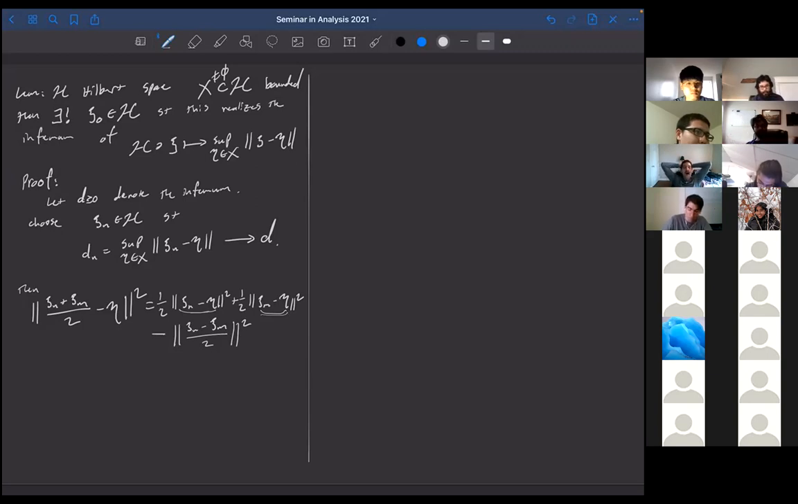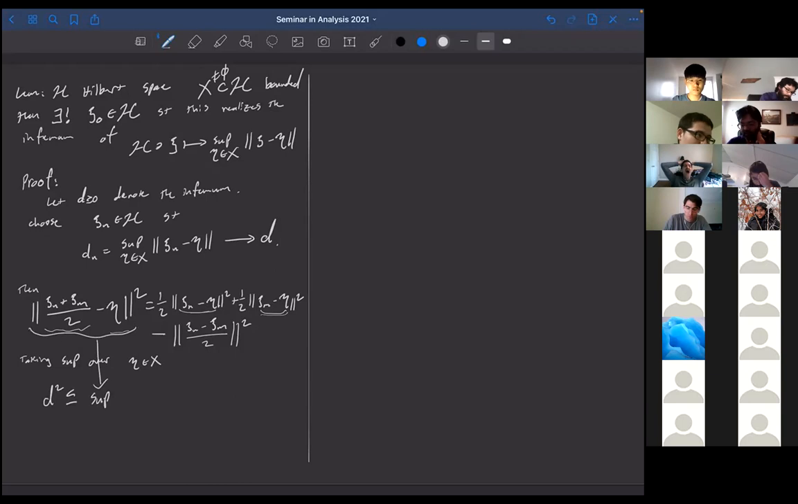Okay, so then what can we do with the parallelogram identity? Well, the thing to notice is that now if we take the supremum over all eta and x, what do we get here? On one hand, we have some vector minus the sup. So we know that the left-hand side is greater than or equal to d. So we have d squared, which is defined to be the infimum, so this is greater than or equal to the sup of this thing. But now this, of course, is equal to the right-hand side.